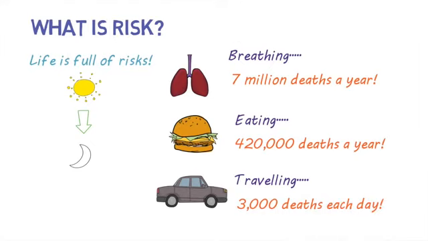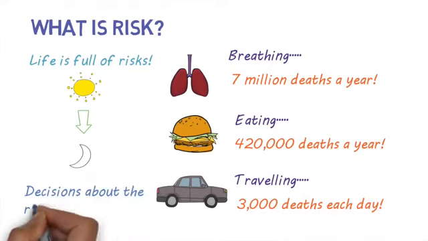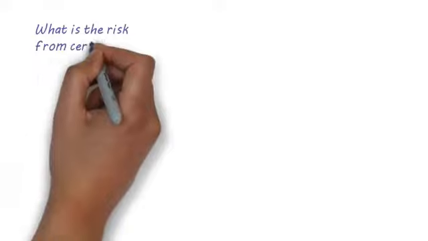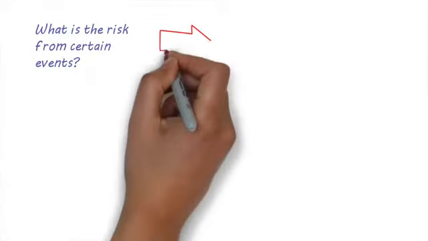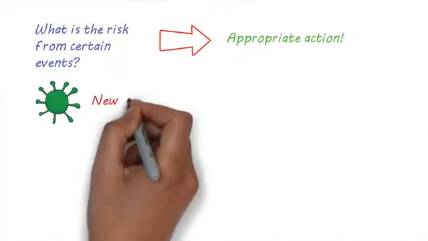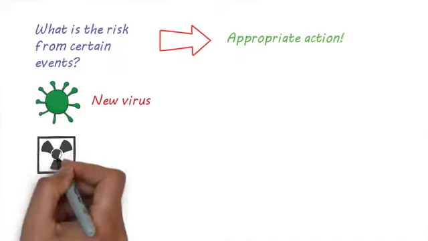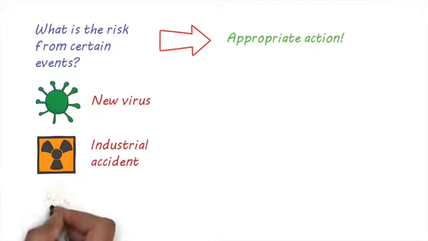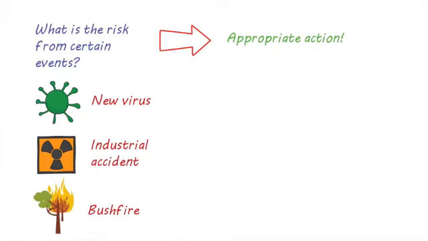In fact, every day we have to make constant decisions about the risks we face. Now, there are situations in which we need to know what the risk is from certain events so that appropriate action can be taken. For example, what's the risk to health from a new influenza virus, an industrial chemical accident, or a bushfire? But first, what exactly is risk?